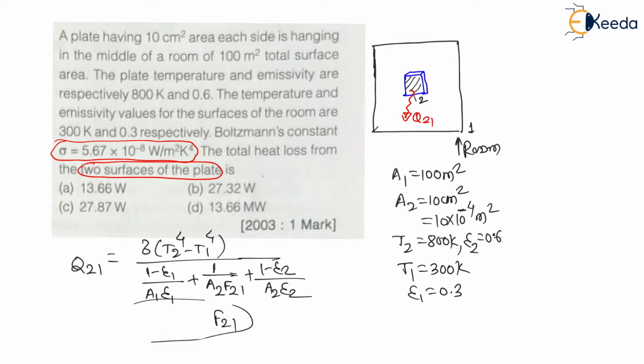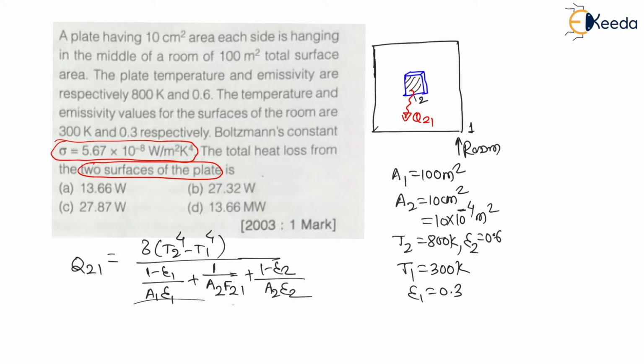Now my dear students, here to find this heat loss from the plate, this is from one side only, and if I multiply this complete answer by 2, I will get from both sides. Now to find this, we need the Stefan-Boltzmann constant, given. We need temperatures, given. We need emissivity, also given. We need areas, given, but we need F2 to 1. That is F2 to 1.